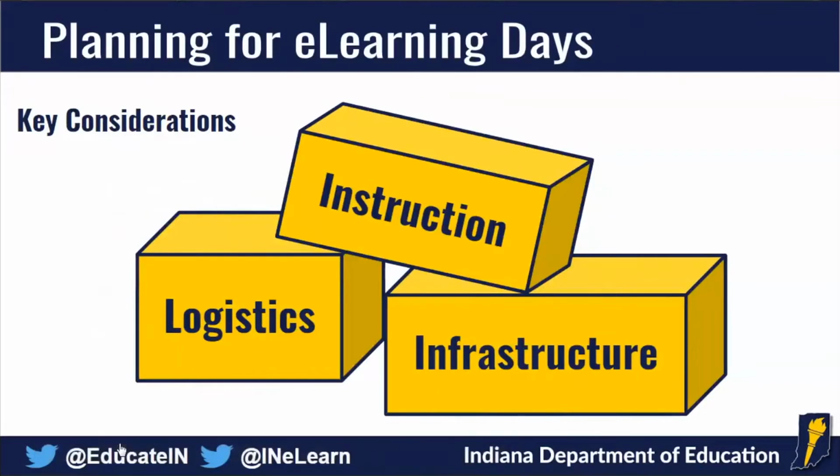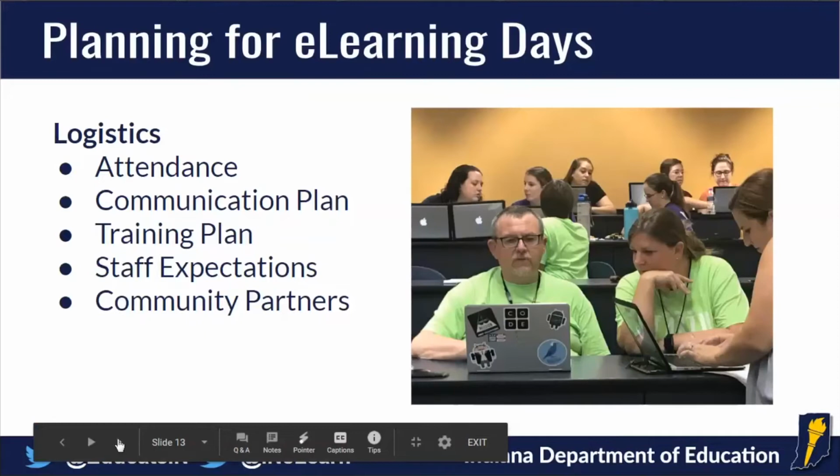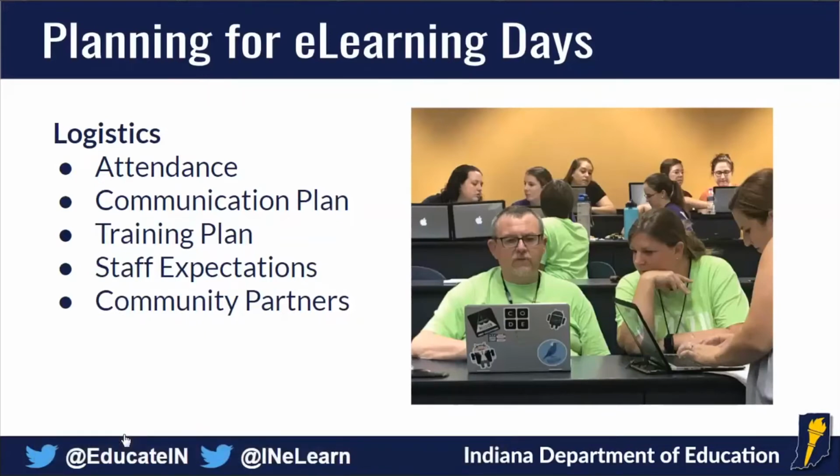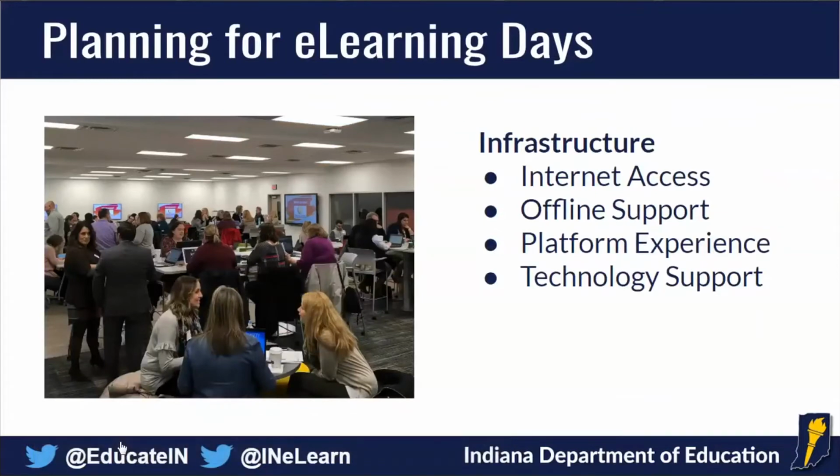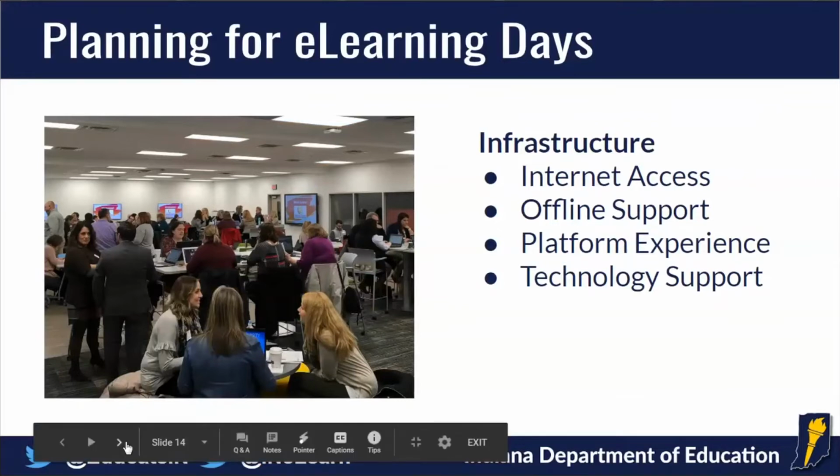So as we talked about instruction, logistics, and infrastructure. And just to review real fast, make it a little bit simpler than seeing all that text up there. Logistics, you want to think about the attendance, communicating, what training, what are the staff expectations, and letting the community partners know. You want to think about student internet access, offline support, platform experience, and technology support.